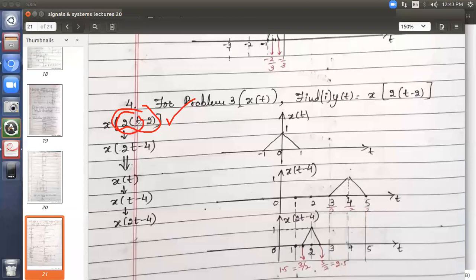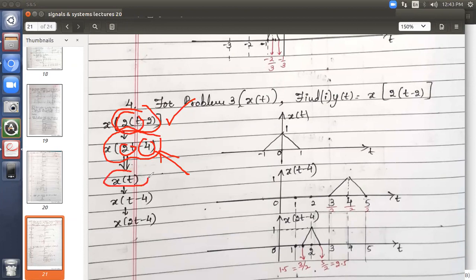For that, multiply: it is 2t minus 2 into 2, which is 4. So 2t minus 4. Further, you can't do anything. So this is the simplified version of x of t. Now you can go for all these operations. Before that, check how many operations are involved. One is scaling, the other one is shifting. As we have the precedence rule, first shift and then scale.